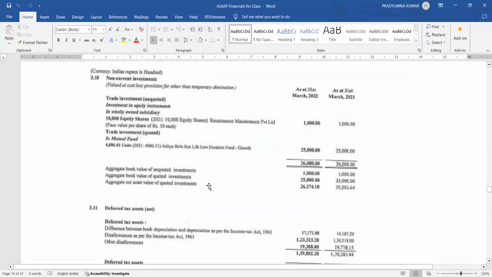I think we will stop here. Tomorrow we will be completing this Schedule Division 1, and we will move on to preparation of financials for non-corporate entities. Okay.